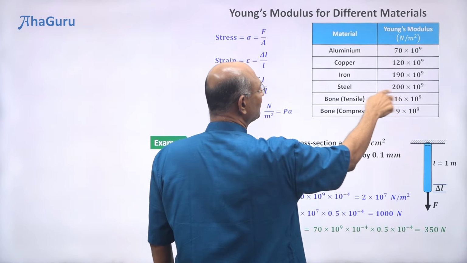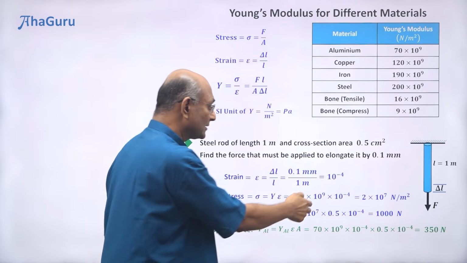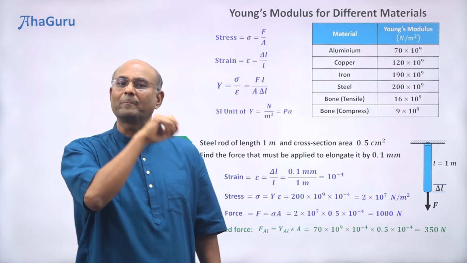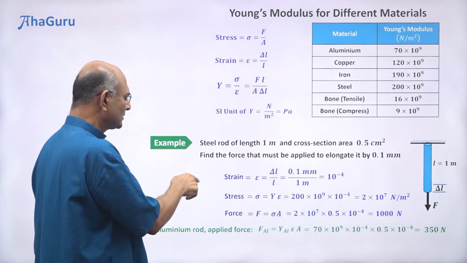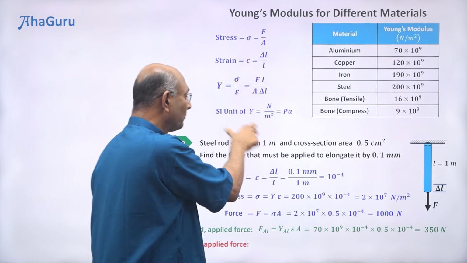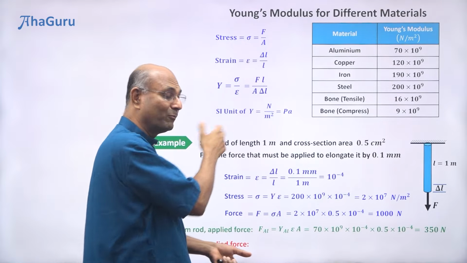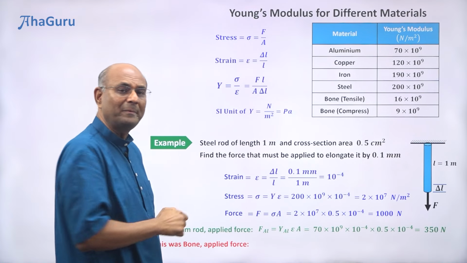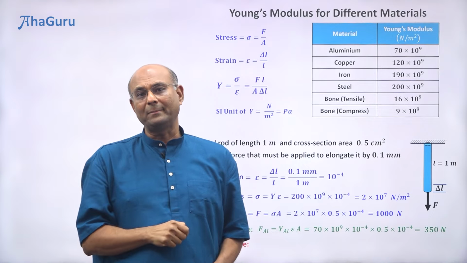So steel has a lot more Young's modulus, right? Much bigger Young's modulus compared to aluminium. That's why aluminium requires much less force, steel requires much more force. Okay, right? For the same dimensions. Now suppose I say, I don't want to use steel or aluminium. Let's say I want to use a bone. Right? I want to use a bone of length 1 meter, cross section area. Assume it is a uniform bone. Obviously bones are not uniform like this, but let us assume that. Then how much force will be required to elongate this bone by 0.1 millimeters?